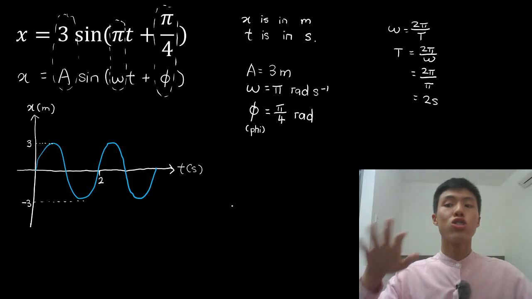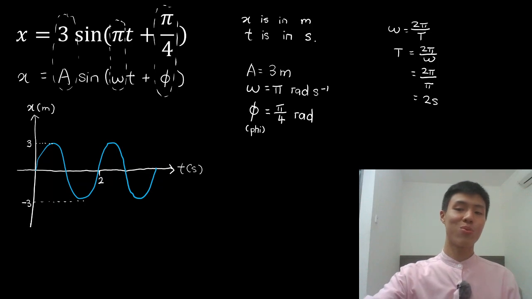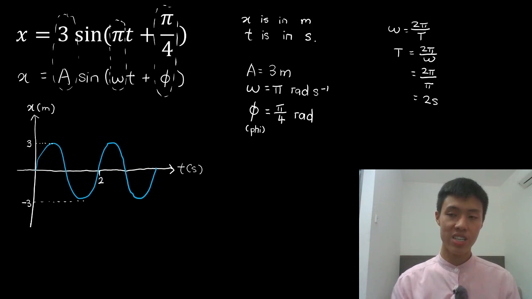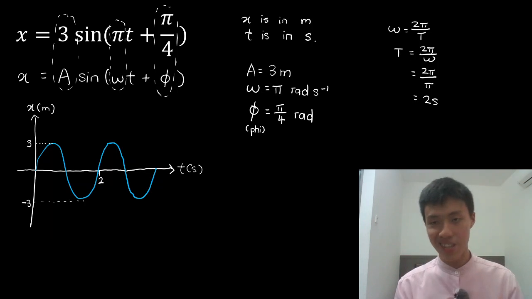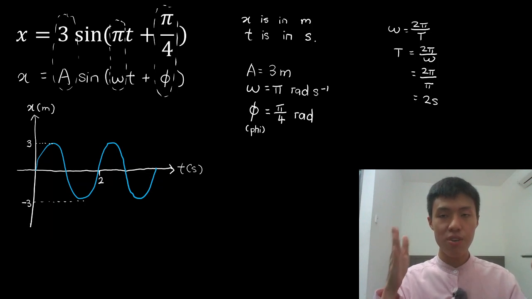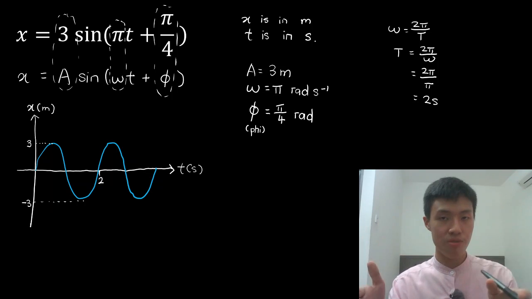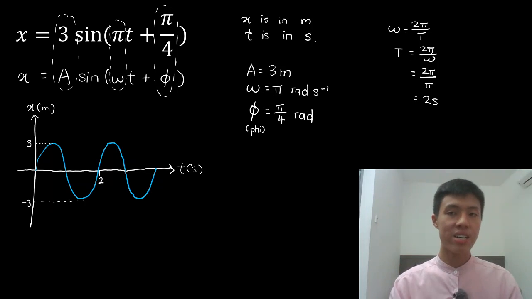Label as 2. So if there's no phi, this is the end. We have finished sketching our graph, our x-t graph. Now we have to accommodate for the phi. We cannot ignore that there's a phi there. So we learned from Desmos, if it's a positive phi, you shift the graph to the left. If it's a negative phi, you shift the graph to the right.